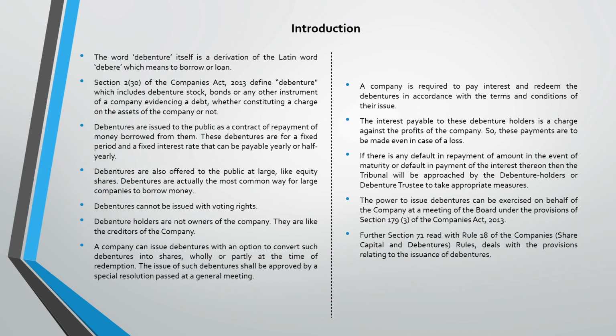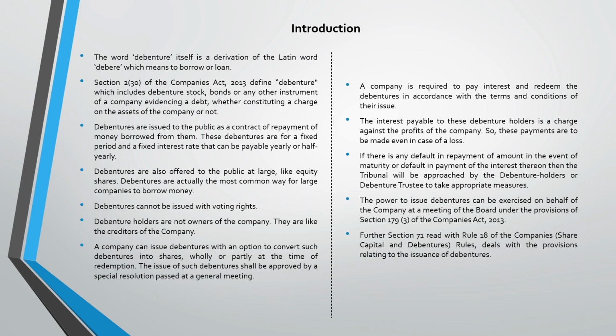Debentures. What we all know about debentures is that it is a debt instrument. It is like a loan and it includes debenture stocks, bonds or any other instruments evidencing a debt, and it even includes a debt whether constituting a charge on the assets of the company or not. So it is not necessary that it needs to have a charge on the assets of the company. But this term debentures was taken from the Latin word debri, which means a loan or borrow. Debentures can be issued to a select group of people or to the public at large.